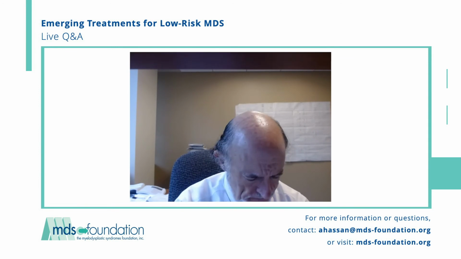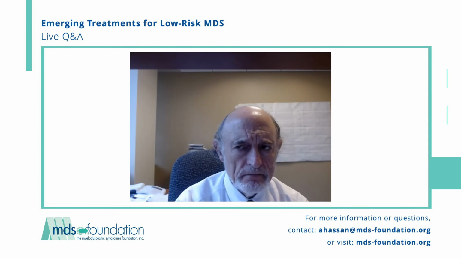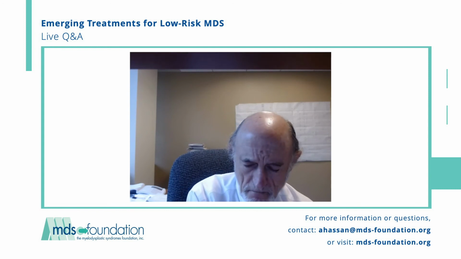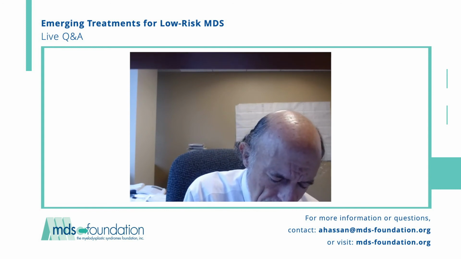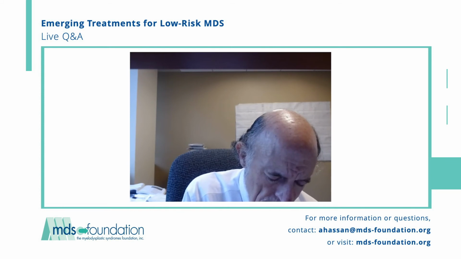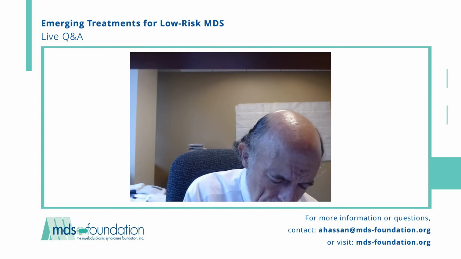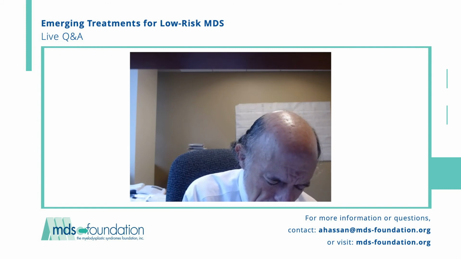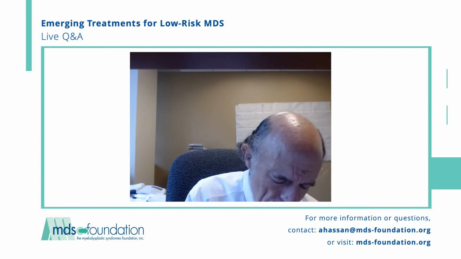The next question comes from an MDS patient, transfusion dependent, requiring transfusions every 10 to 12 days, who does not have ring sideroblasts. Her question is, when using Luspatercept, how long before improvement is seen? And what are the side effects in some of these patients?